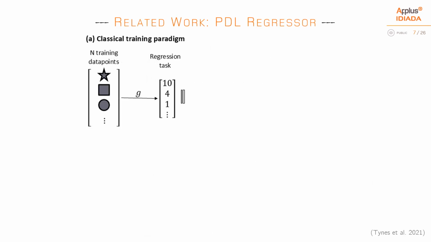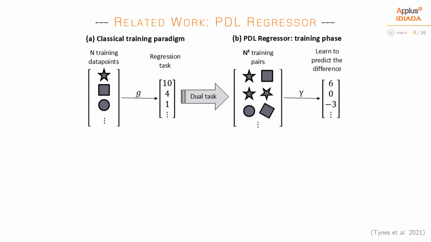To start, let's go over how the regression version works. Given a training set with n points, we can train a model, say G, to predict the number of edges for each point. For instance, G could be a random forest regressor. The PDL regressor takes on a dual task by pairing the training points. This pairing creates combinations like star-square, star-star, circle-square, and so forth.